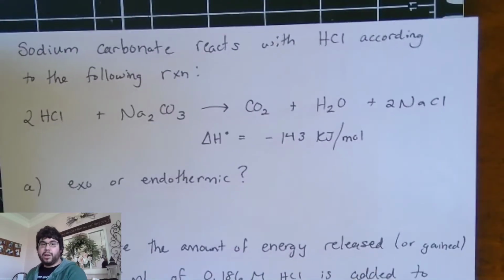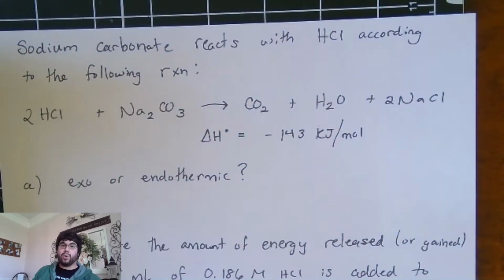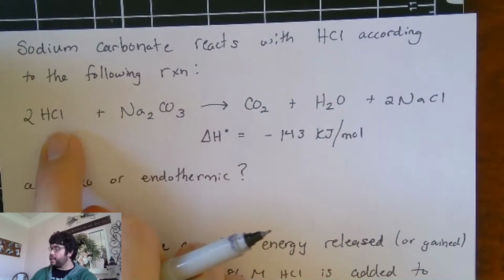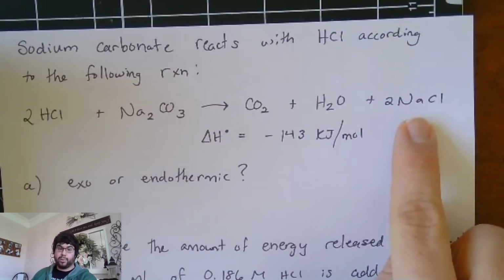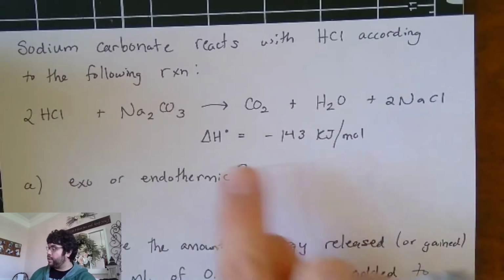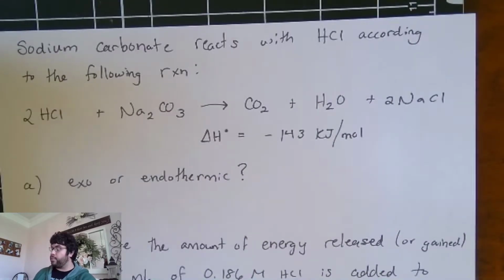Next question. Sodium carbonate reacts with HCl according to the following reaction. So hydrochloric acid reacts with sodium carbonate, produces carbon dioxide, water, and sodium chloride, our favorite salt in the entire world. The enthalpy of the reaction is negative 143 kilojoules per mole. First question, is it exothermic or endothermic? That is a super duper easy question. It is exothermic.